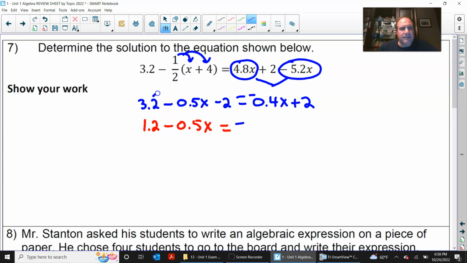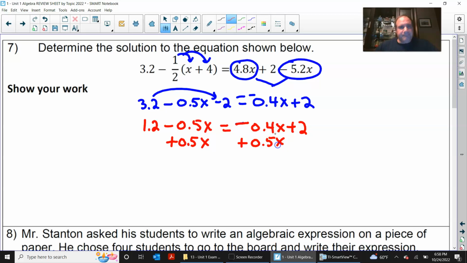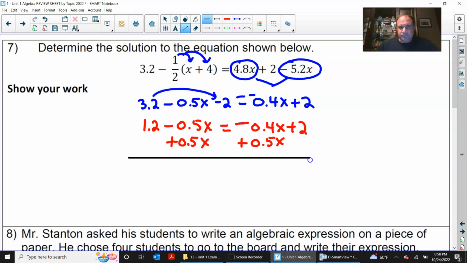That's what you get when you combine the 4.8 and the negative 5.2. And then also over here, I combined 3.2 minus 2. And so I am going to write down negative 0.4x plus 2. You notice that combining the like terms on each side made this a nicer problem for us. So I have a negative 0.5x and a negative 0.4x. I am going to add 0.5x on both sides. And it does not matter which x you choose to get over to the other side, as long as you get the x's together.